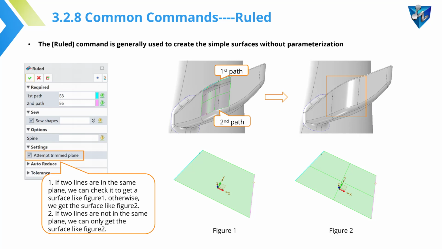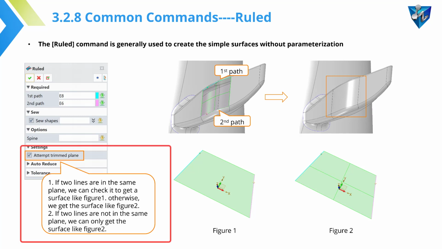There is an option that needs to be explained, which is attempt trimmed plane. If two lines are in the same plane, we can check it to get a surface like figure 1. Otherwise, we get a surface like figure 2. If two lines are not in the same plane, we can only get a surface like figure 2.